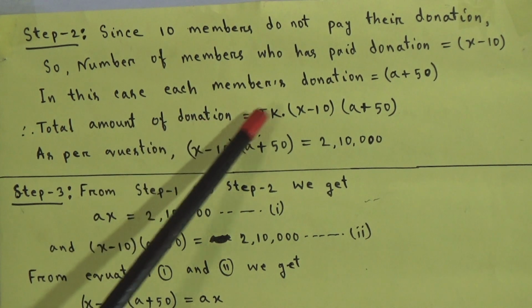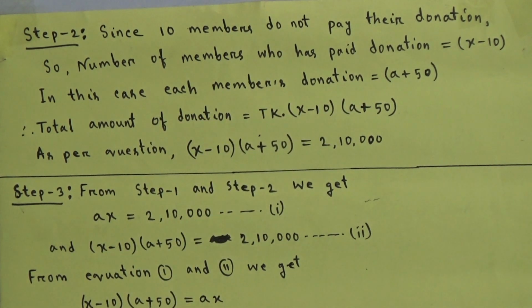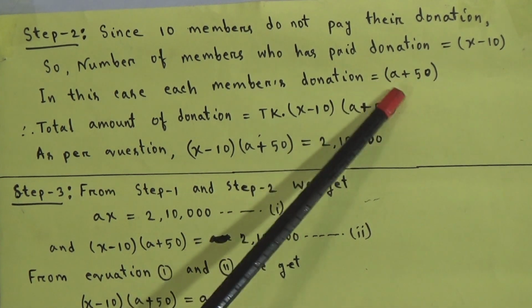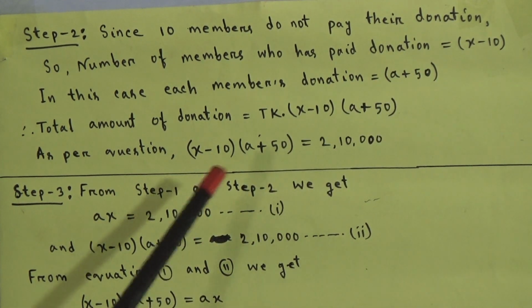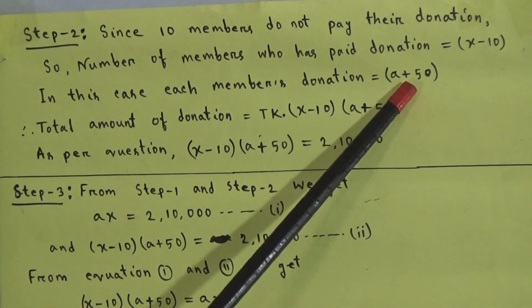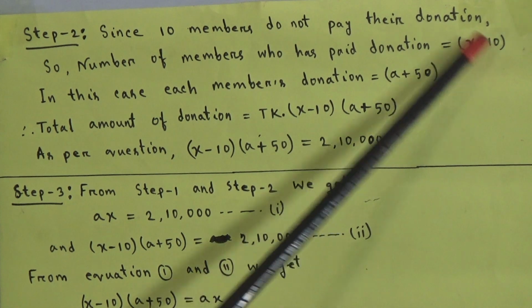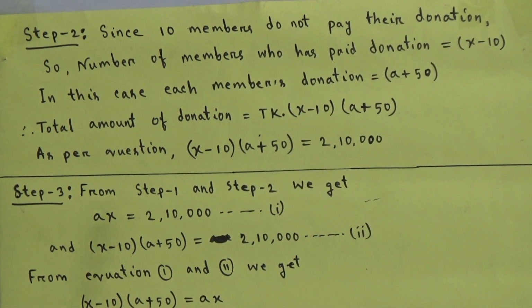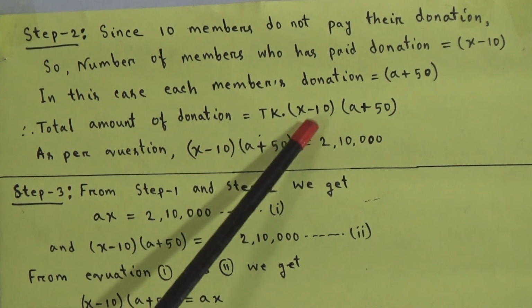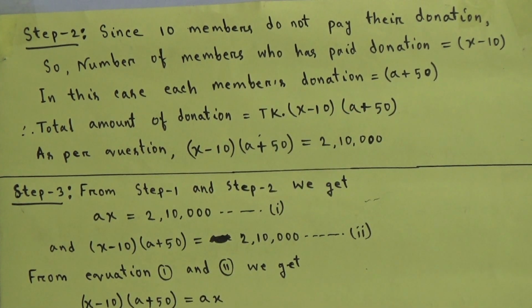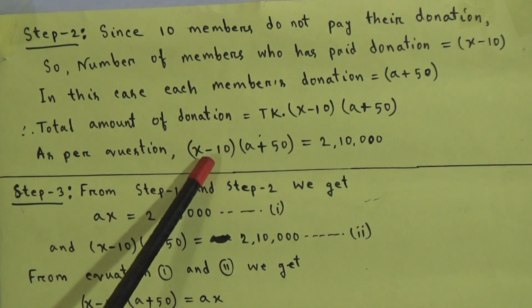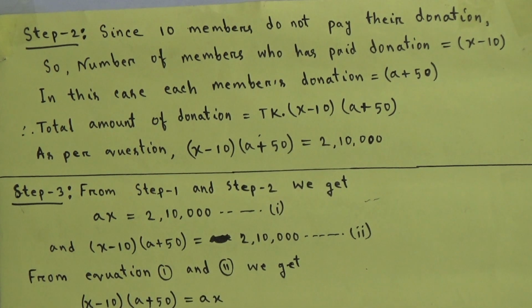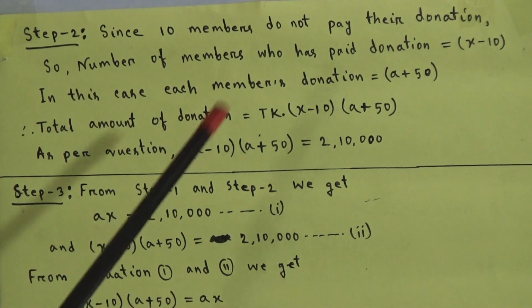In this case, each member's donation will increase by TK 50, so it will be A plus 50. That means one member's donation is A plus 50, so X minus 10 members' donation will be A plus 50 into X minus 10. So total amount of donation will be TK X minus 10 into A plus 50. And as per question, we can write X minus 10 into A plus 50 equal to TK 2,10,000, because total budget was TK 2,10,000. Okay, dear students, we have solved step 2 also. This is the solution of step 2.